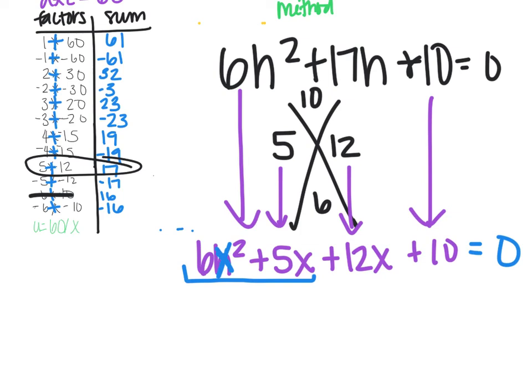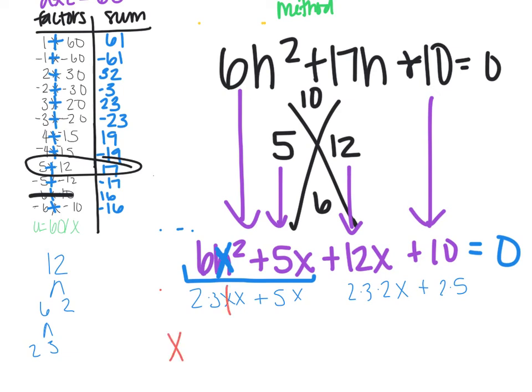So 6, if you'll remember, is 2 times 3. There's 2 x's plus 5x. 12, if I prime factor 12, that's 6 times 2, and 6 is 2 times 3. So 12 is 2 times 3 times 2x, and 10 is 2 times 5. So then if I look for what these pieces have in common, out of the first two, they both have an x in there. So if I take the x out, I'm left with 2 times 3, which is 6x plus 5.